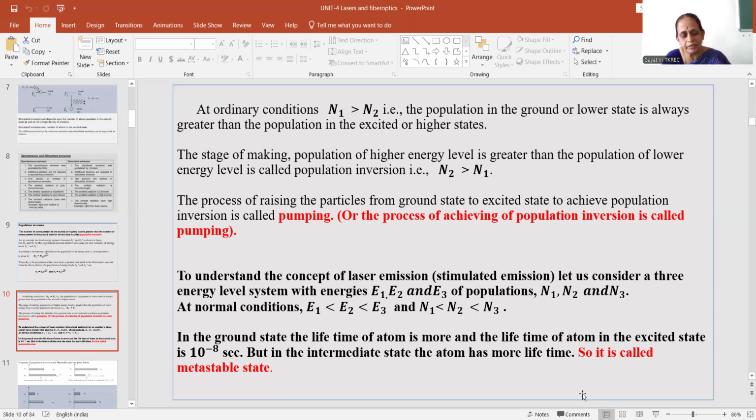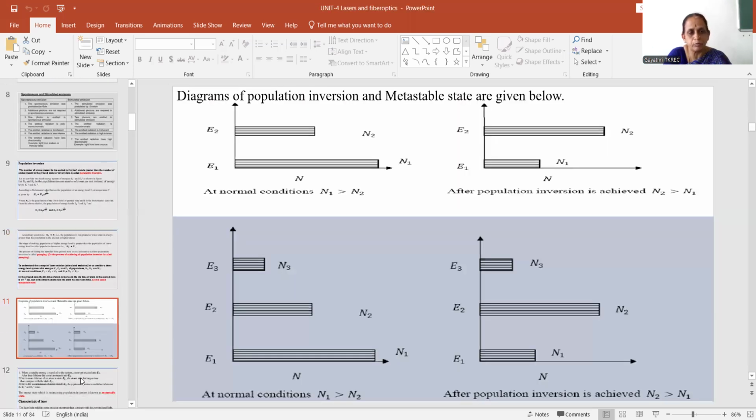To achieve lasing action, we want population inversion and stimulated emission. Stimulated emission can be achieved by means of population inversion, and population inversion can be achieved by means of the metastable state. So, let us see the three-level and four-level energy states that are present.